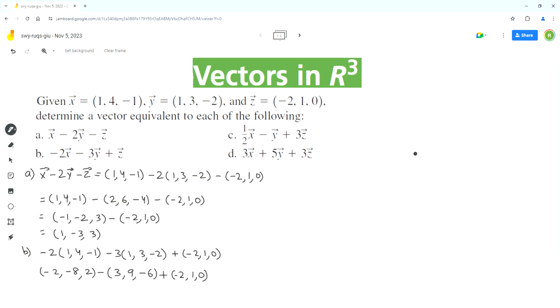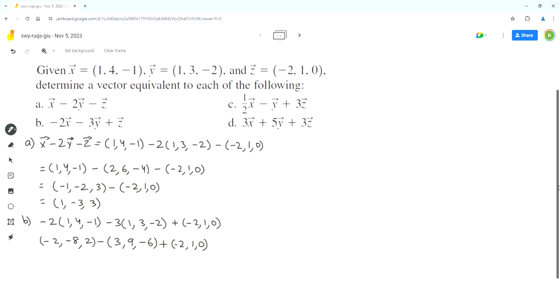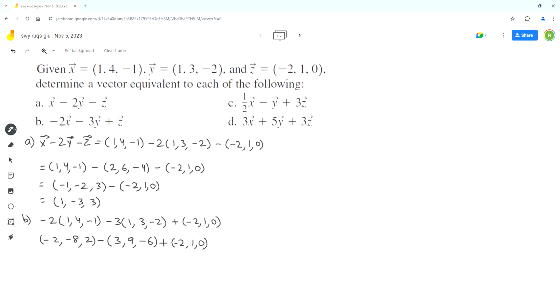Now we can subtract the first two vectors. So we have to subtract the x and the y components and the z components. So negative 2 minus 3 is negative 5. Negative 8 minus 9 is negative 17. And 2 minus negative 6 is equivalent to 2 plus 6, which is equal to 8.